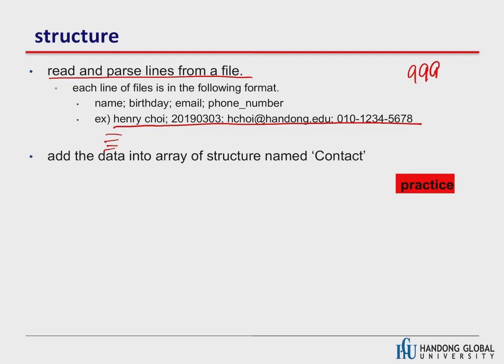Then you can use an array of structures and add the data into an array of structures named contact. Okay, so in this contact structure we need the name and birthday and email and phone number. So when we read this from the file, then we have to parse, and then we have to save all this information to our structure.